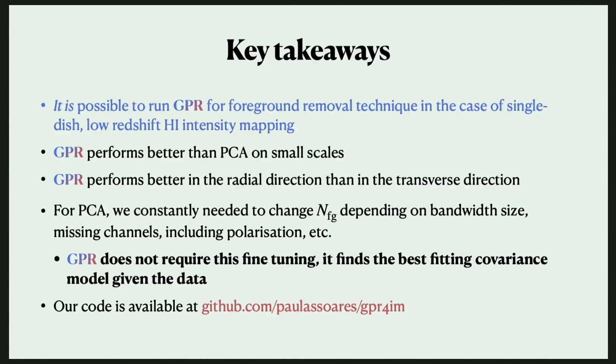Thank you. So just to conclude, we find that it is indeed possible to use GPR as a foreground removal in low redshift H1 intensity mapping studies. It performs better than PCA on small scales when you're only looking at smooth foregrounds, and it also performs better in the radial direction and in the transverse direction. And one thing about PCA that's important is that you have to choose a number of components to remove in order to remove the foregrounds, and you can't really train this using the data in any way, but you can do this with GPR by simply finding the best fitting covariance function. So this is another advantage it has.